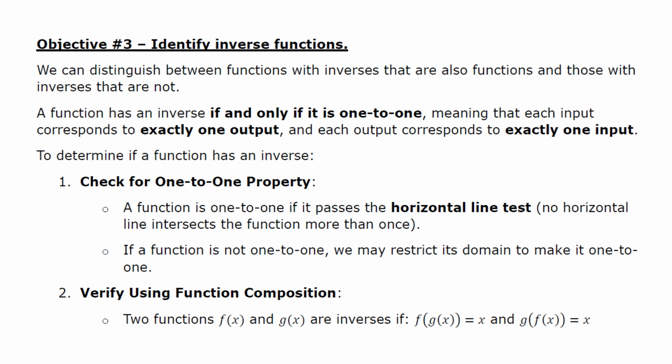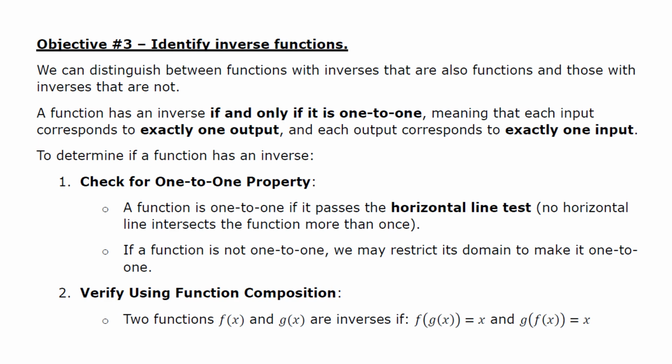A function has an inverse if and only if it is one-to-one, and that means that each input corresponds to exactly one output, and each output corresponds to exactly one input. So to determine if a function has an inverse, we're first going to check for the one-to-one property. A function is one-to-one if it passes the horizontal line test. That means when I graph my function and I draw horizontal lines, that horizontal line intersects the function only one time, so no more than one time.